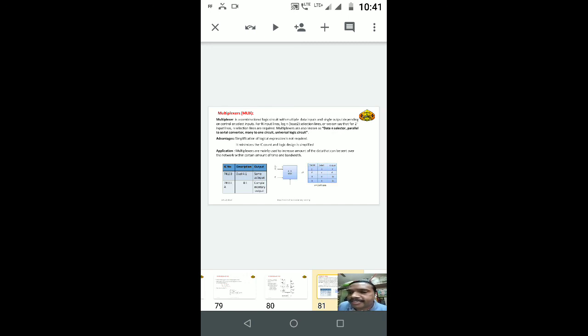Actually, this application is used in our communication system. Data is present in parallel form, but here you have to pass this data through serially. So in this case you are using the multiplexer in the communication system, and it is also called many-to-one inputs, and it is also called the universal logic circuit.